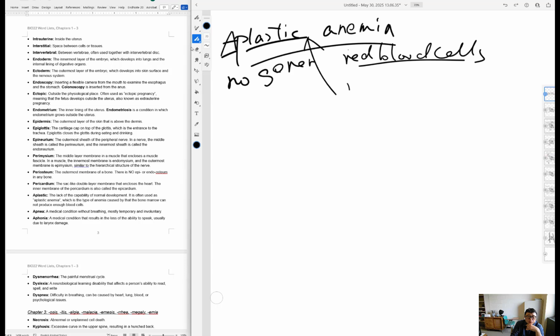There are many reasons. One reason is radiation. So this may happen to people that receive cancer therapy.